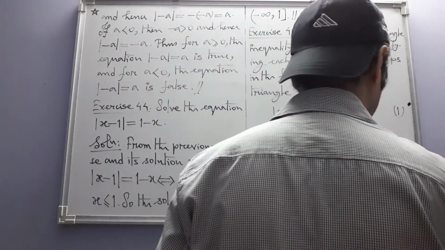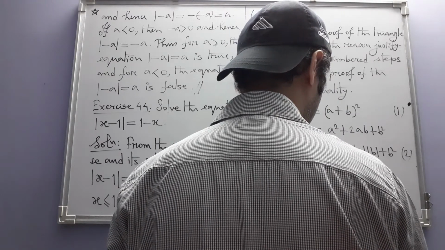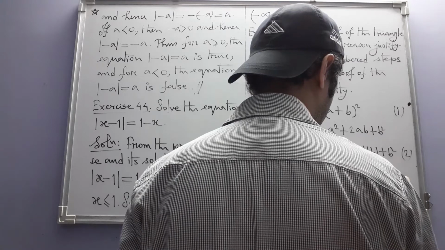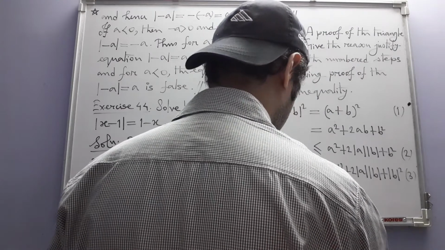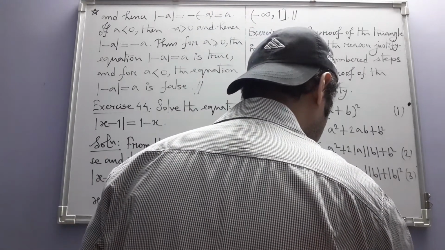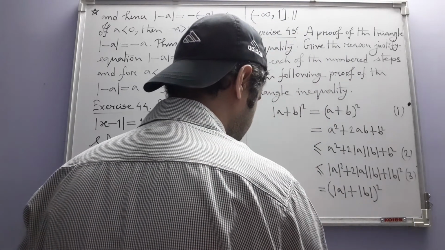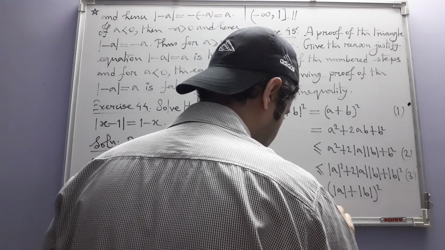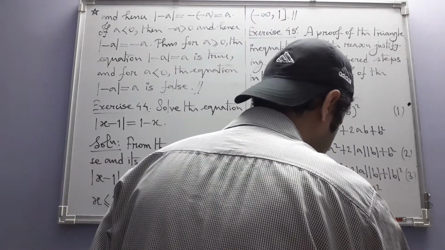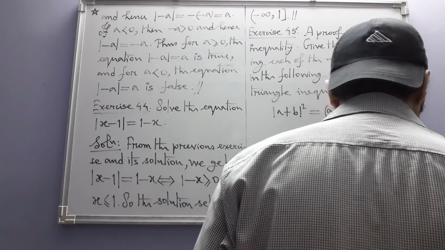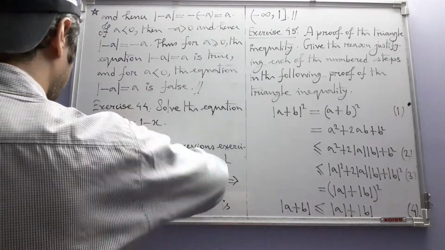This is the second one. This is the third one. And after this, the triangle inequality has been written, which apparently follows from this. But how or why? This is the fourth one. Okay, so let us justify the steps one by one.